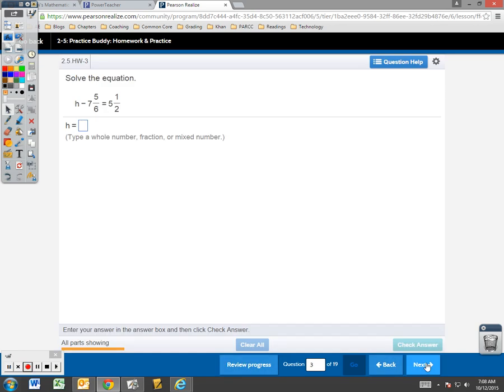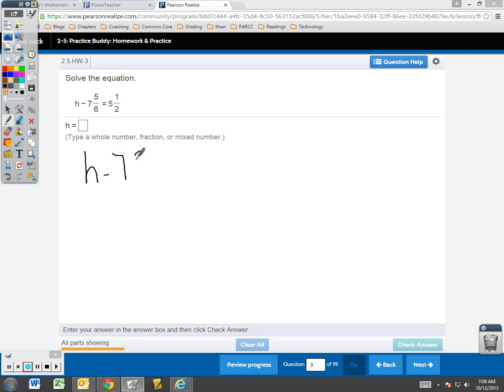Oh, a little subtraction. Now we have h minus 7 and 5/6 is equal to 5 and 1/12. What am I going to do here? Well, I want to isolate that h on the left side of the equation. It wants to be left alone. It wants 7 and 5/6 to leave its party. Well, to get rid of 7 and 5/6, we see it's subtracting. The inverse of subtraction is addition. So I'm going to add 7 and 5/6 to both sides.